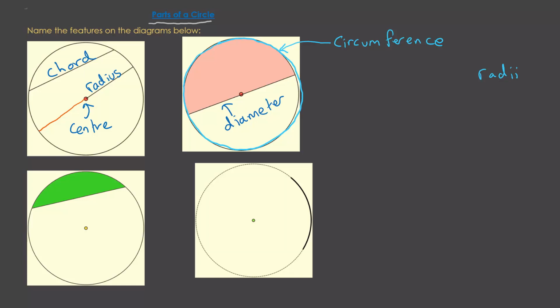The pink section there that's shaded is a semicircle. Literally half of a circle.